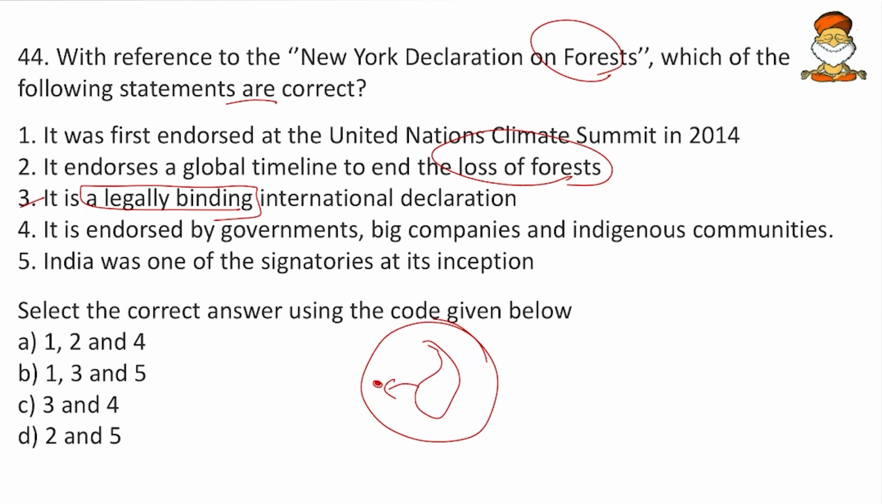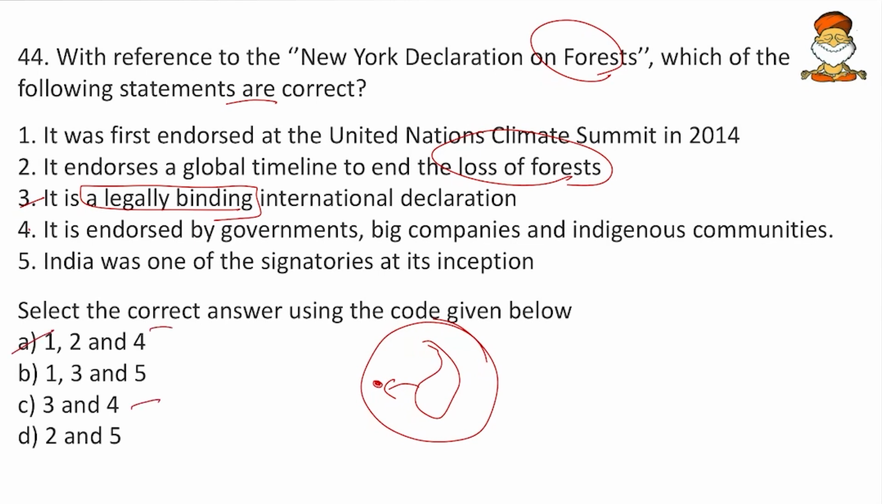So we cannot say that governments and indigenous communities have not endorsed that. So we will take 4 as correct. So here in the options, search for such an option where it contains 4 but not 3. So it contains 4 and not 3 only in option A.